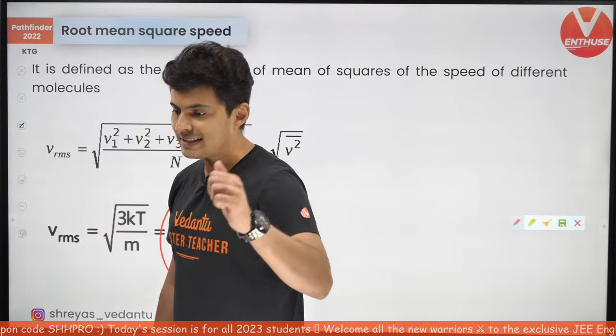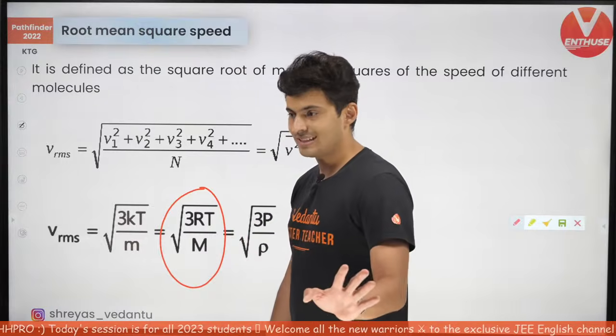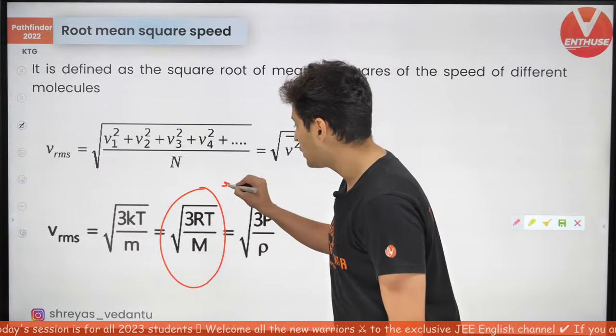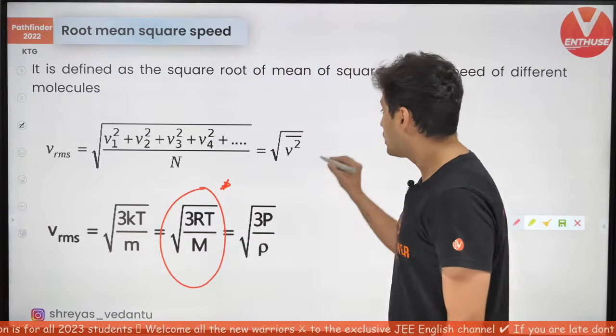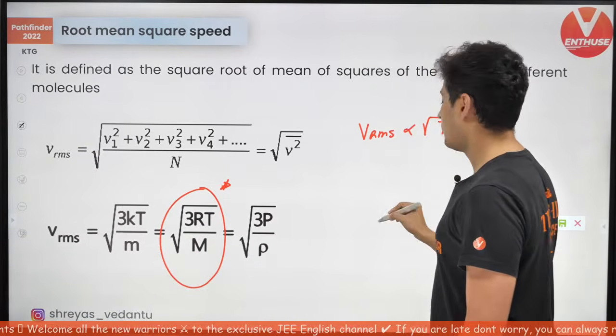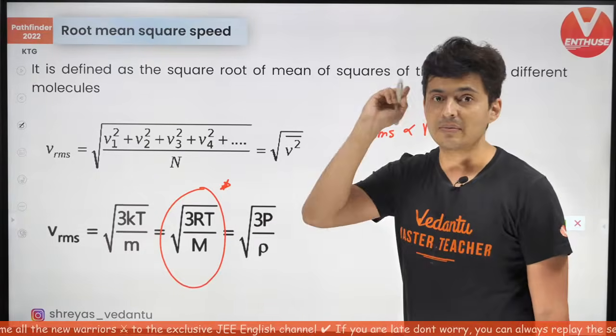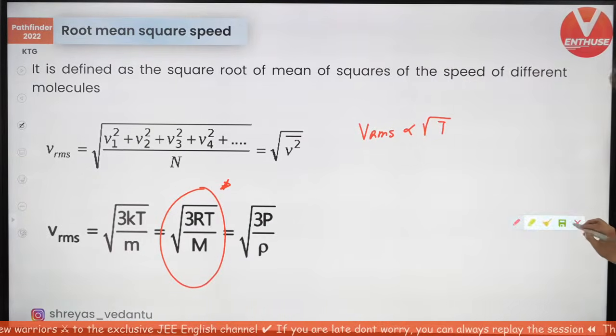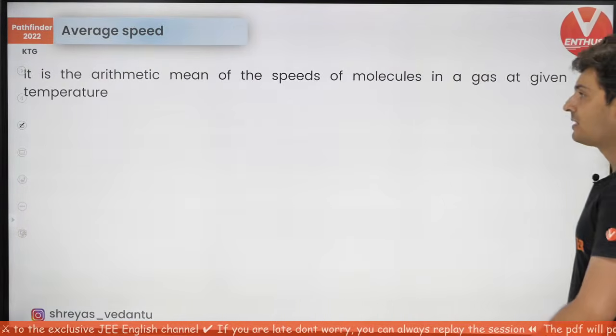I hope this is clear. Okay, so this is the formula that you're going to remember. Root 3 RT by m. You can again see the RMS velocity is directly proportional to root of temperature. Always root T will be there, no matter what you do. Okay, keep this in mind.